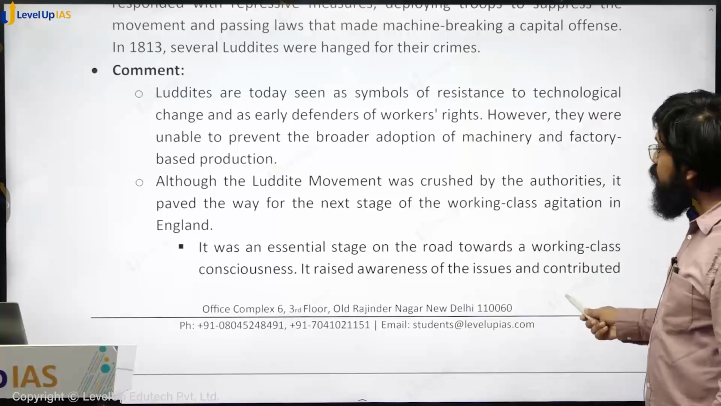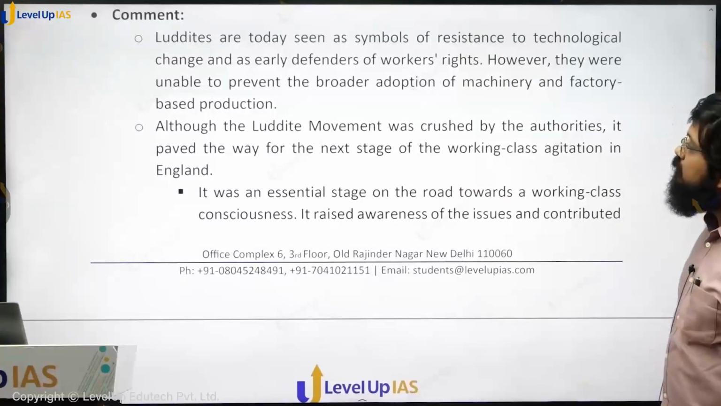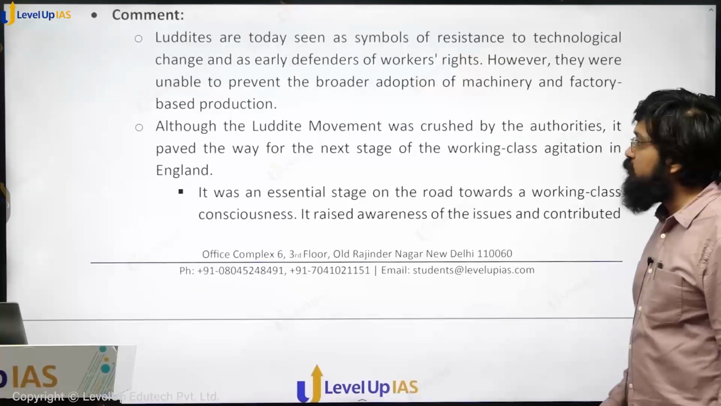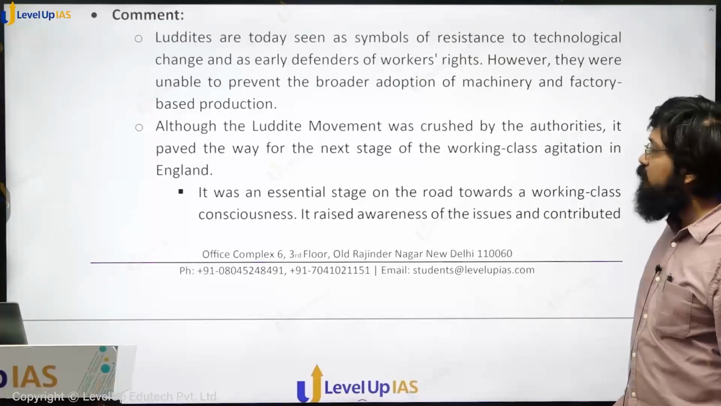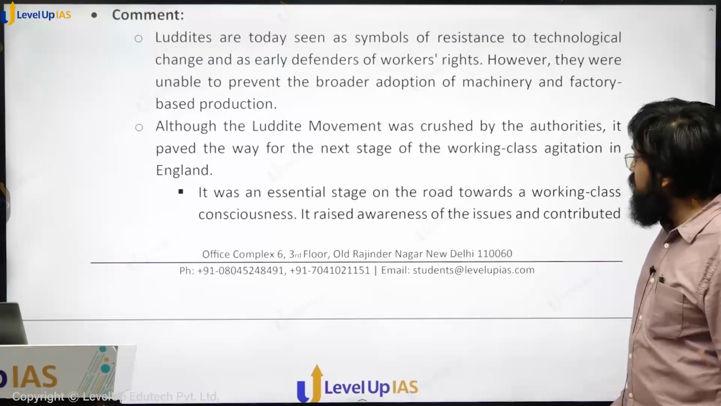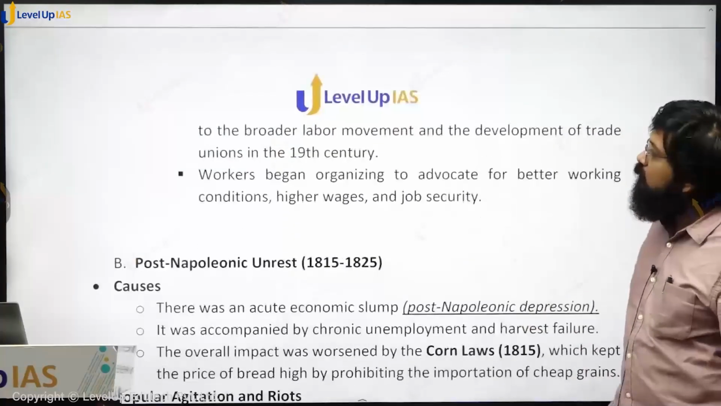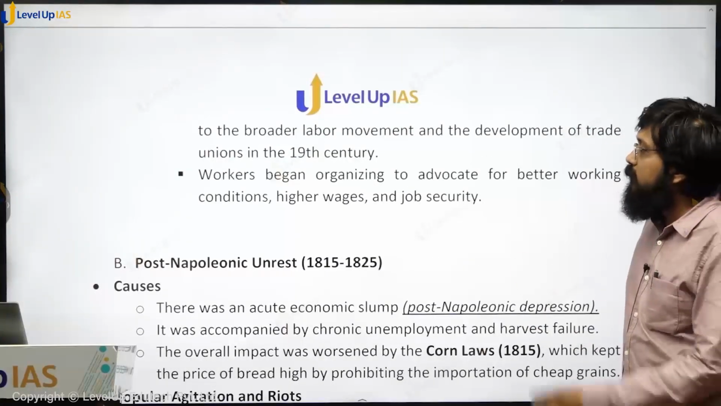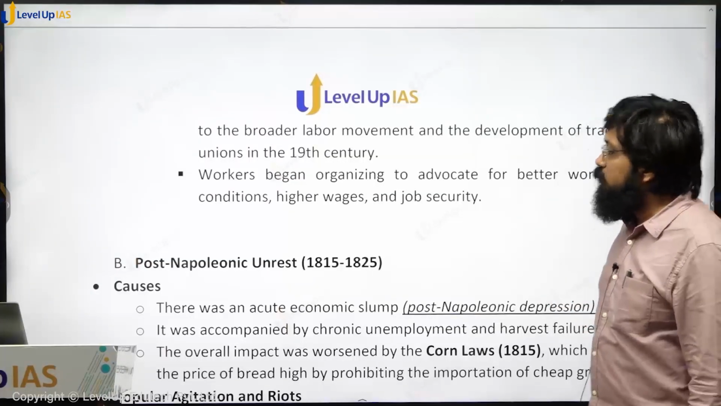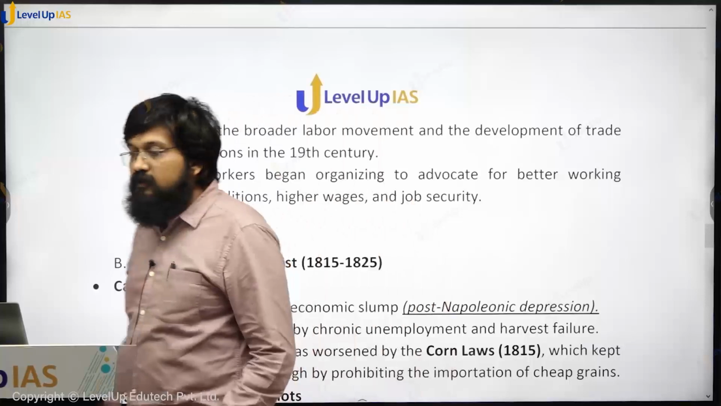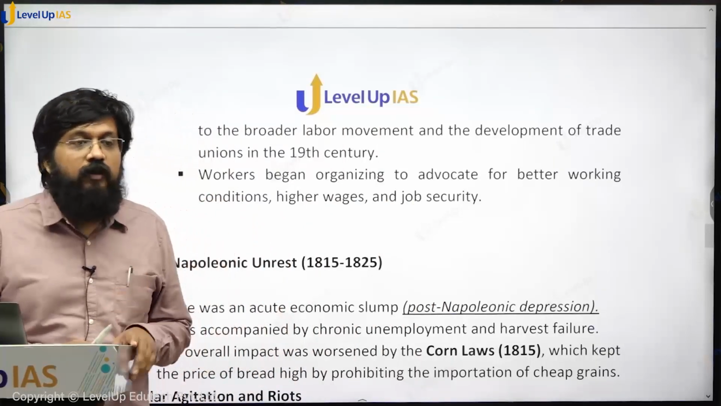Although the Luddite movement was crushed by the authorities, it paved the way for the next stage of working class agitation. In England, it was an essential stage on the road towards working class consciousness. It raised awareness on the issues and contributed to the broader labor movement. The workers began organizing to advocate for better working conditions, higher wages, and job security. तो हुआ क्या? The first thing is that Luddites now understood उससे कुछ होना जाना है नहीं.